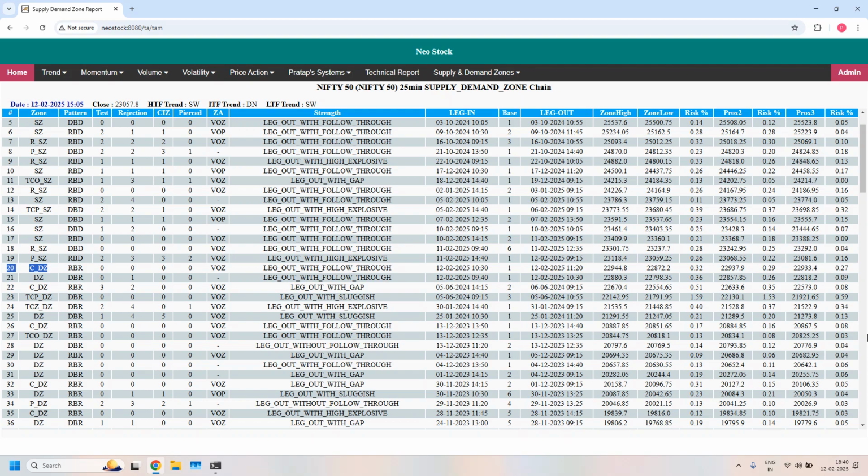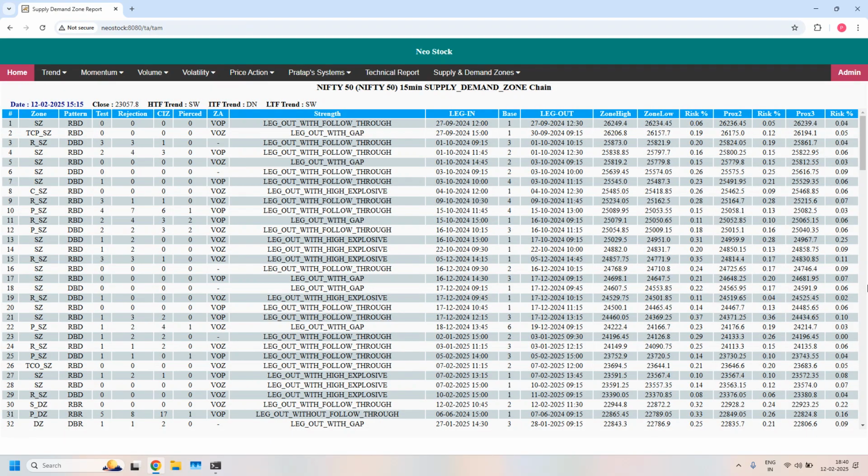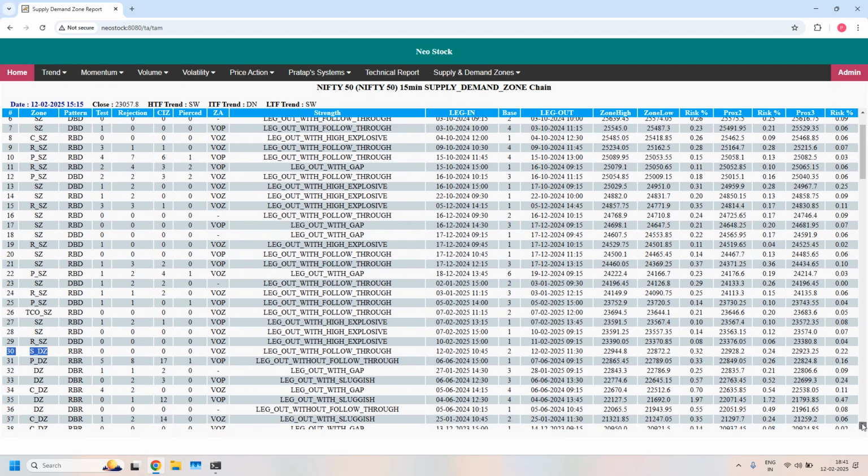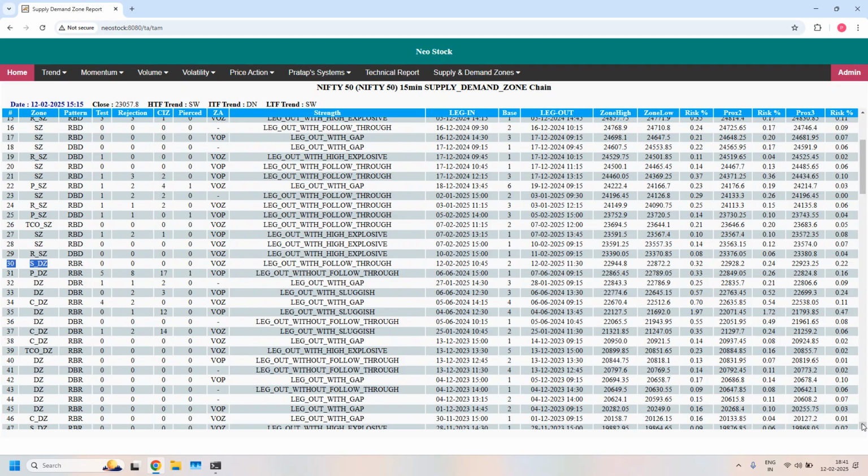Okay, next, 15 minute supply demand zone chain for NIFTY. The nearest demand zone to the closing price is number 30, serial number. So I'm scrolling the list and let me put it in the center so that we can access equal number of demand and supply zones.